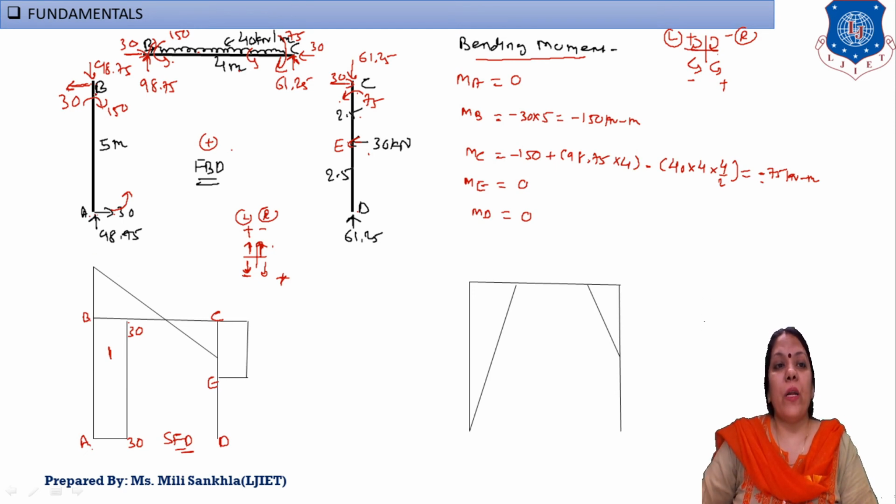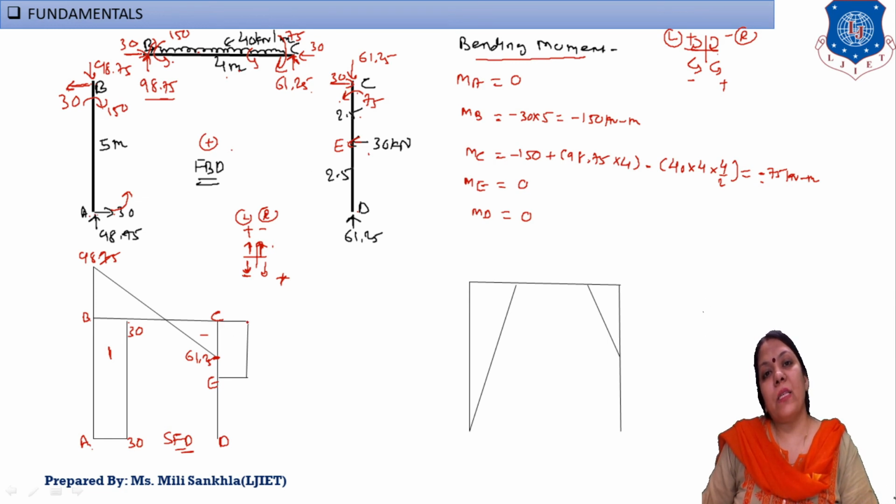Now at B point, look at this. At B point the support reaction is 98.75, and this is in the upward direction on the left hand side, so 98.75 minus 40 into 4, that means minus 160. 98.75 minus 160 is equal to 61.25, and that is also minus. So mention here this point is 61.25. Clear?